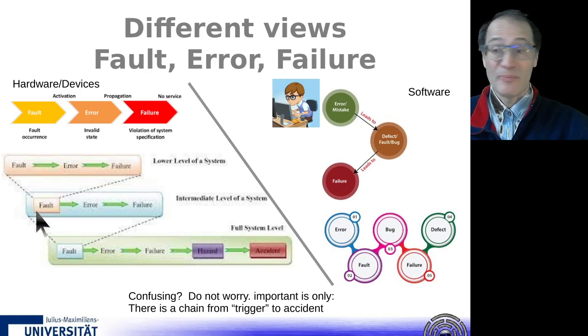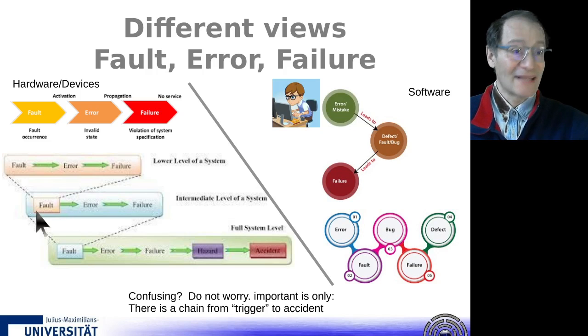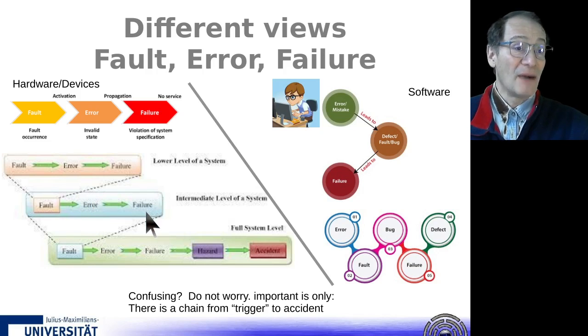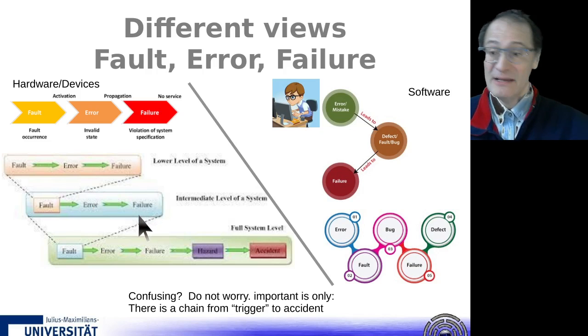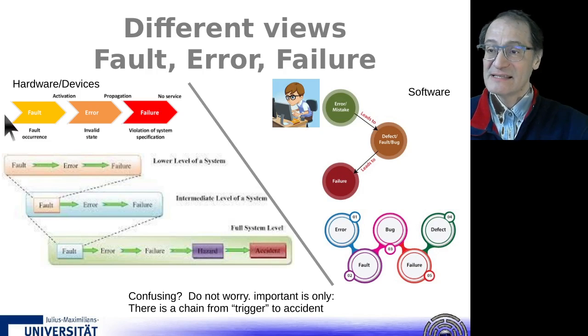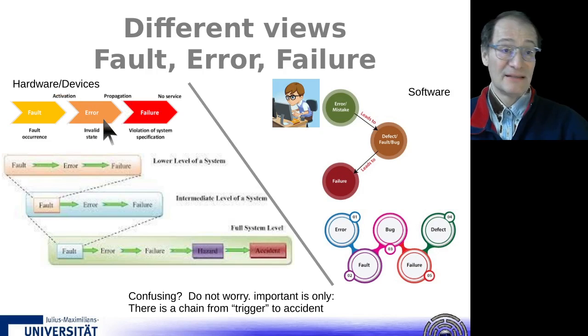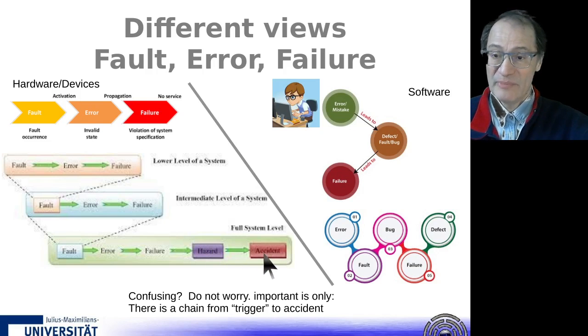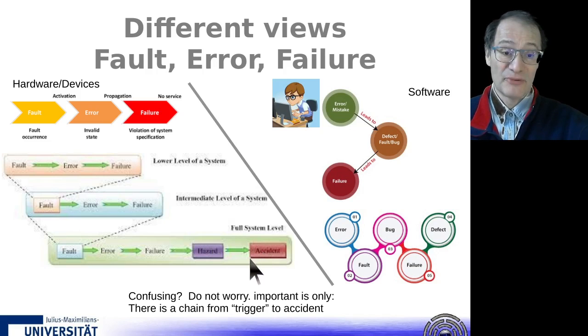So inside of the aeroplane, there is a fault. If we have no air data, then we have an erroneous situation in the system. We don't know how to control it, and then we can have a failure of the aeroplane, and this can go to hazards and to accidents. So this is how we can repeat the same thing at different levels of the system until at the end, I hope not, but we could have an accident.